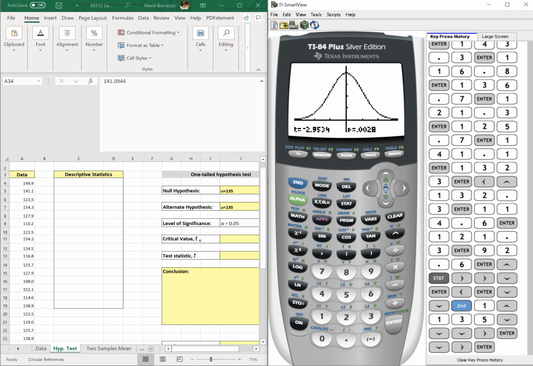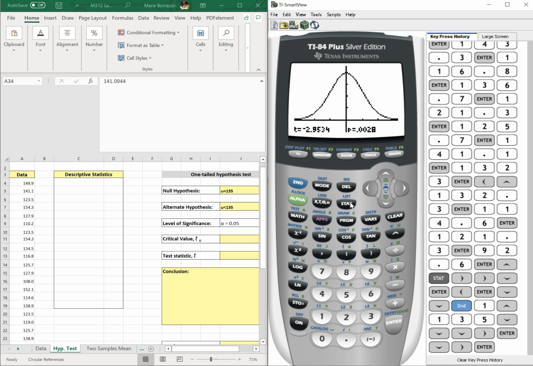So notice that the test statistic we obtained right now is a T of negative 2.9534. And the p-value is 0.0028. So let me write that down. And the T is negative 2.9534. That's the reason why I want to do it this way.